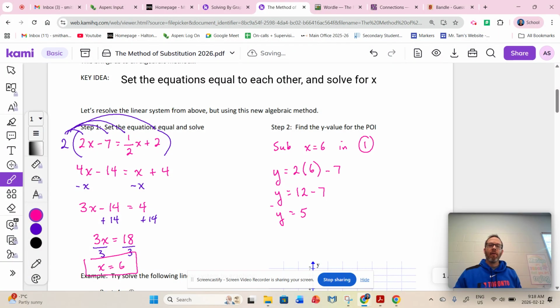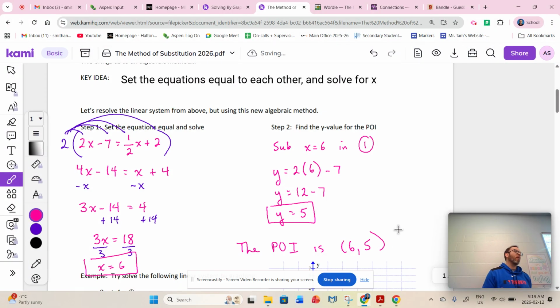Look at us, guys. No graph required. We solved our first linear system using algebra. I might just make a little concluding statement here. The POI, point of intersection, is the point 6, 5. X equals 6, y equals 5.